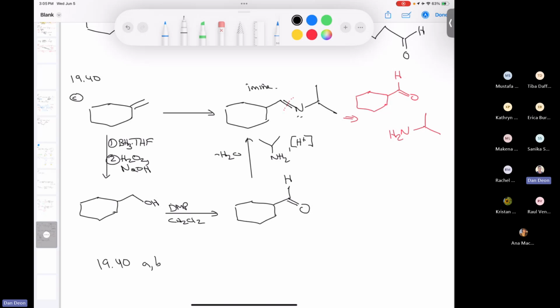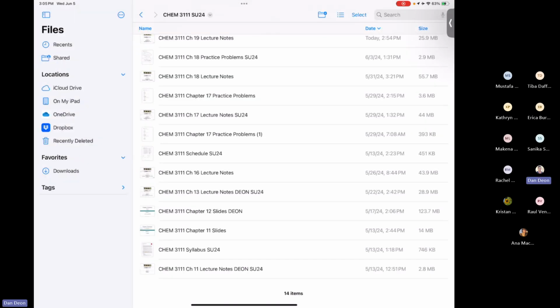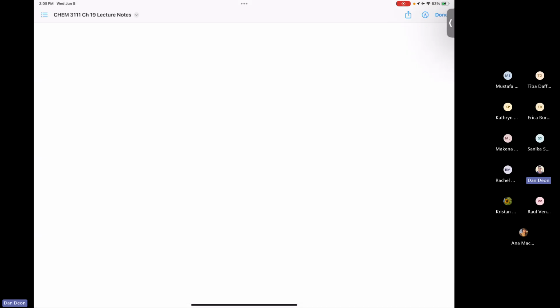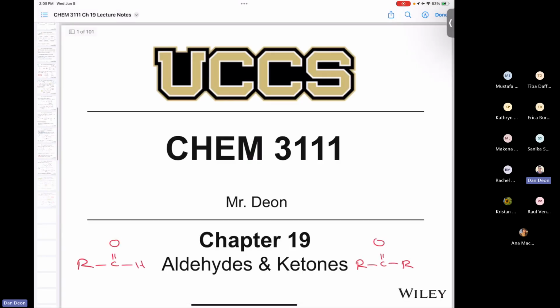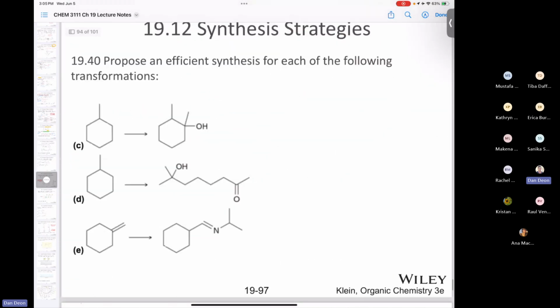19.40 A, B, and C. Okay, check-a-roo on all of those. So I just want to take a quick peek at spectroscopy with you, because I know a lot of you are working on spectroscopy currently with Mr. Geiger. So if I go down to the bottom, we covered this. We talked about synthesis strategies.